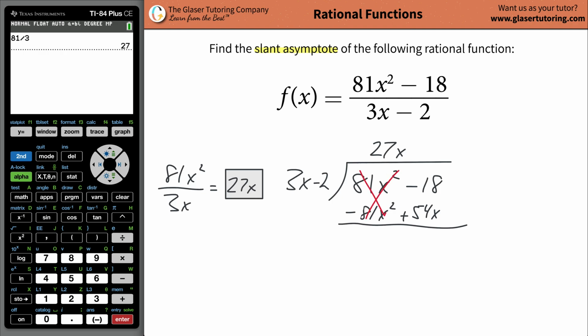These two terms cancel out beautifully, since one is being subtracted from the other. And the other terms don't combine. You can't combine 54x with 18, because there's no x there. So you just write 54x minus 18.